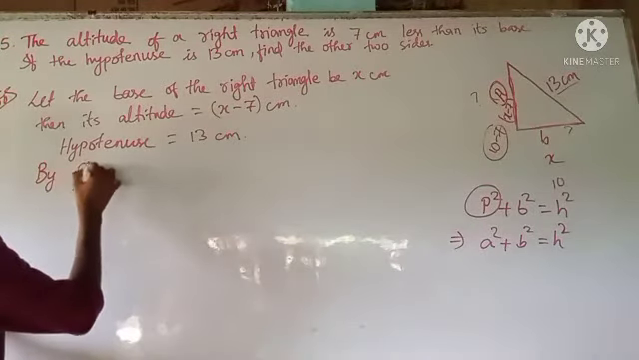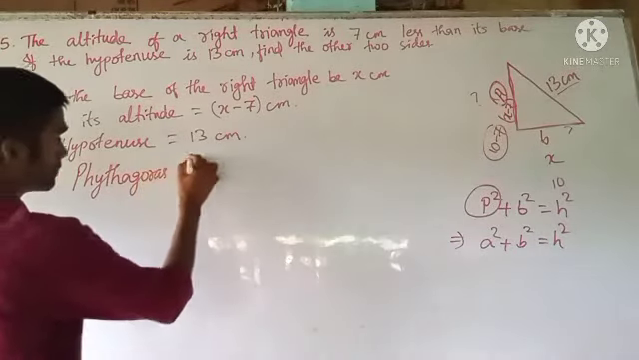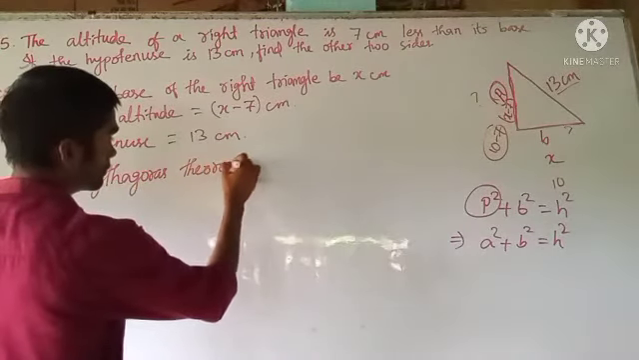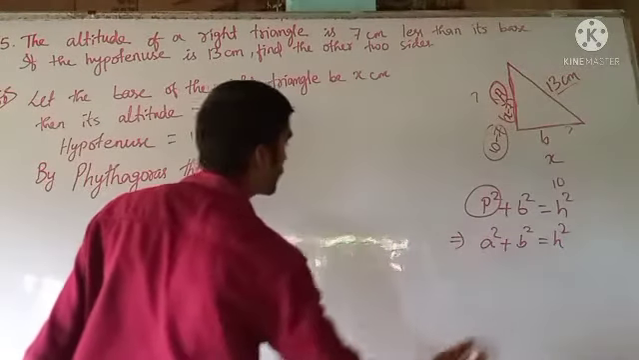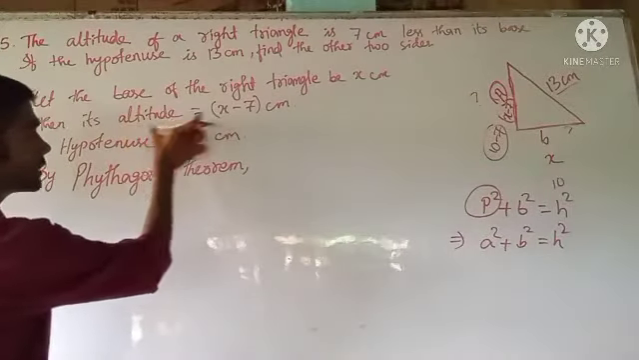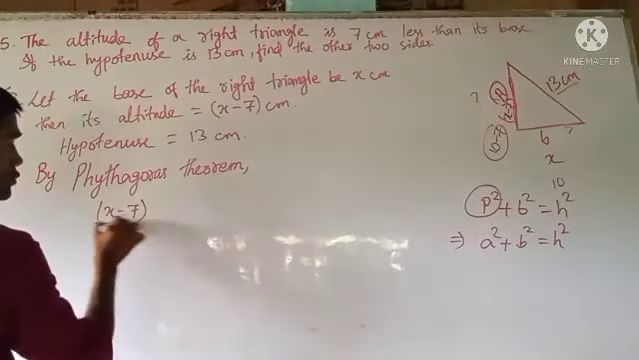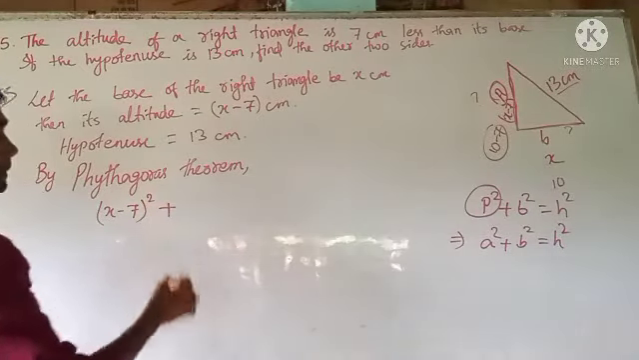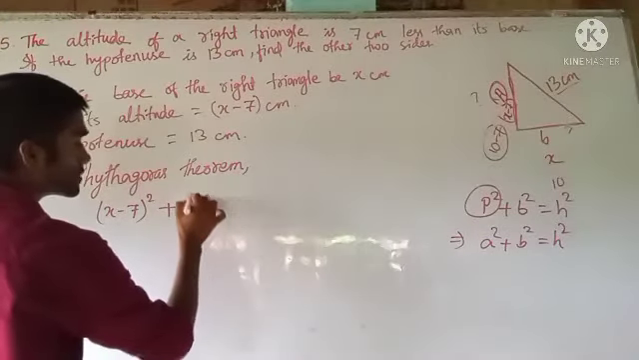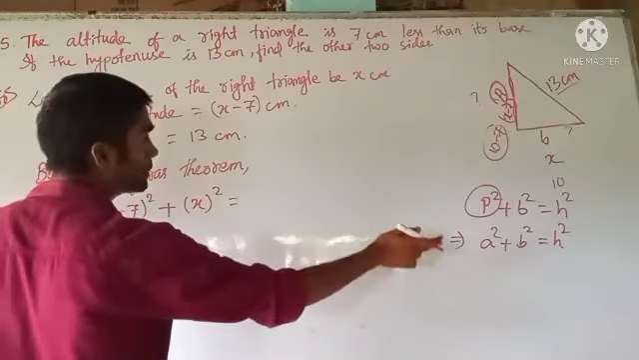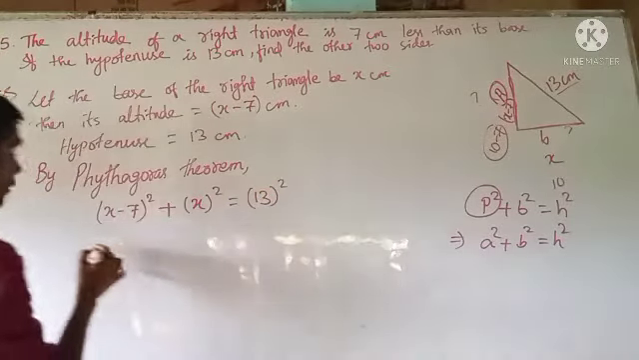By Pythagoras theorem, what we will get here is altitude square. What is the altitude we took here? It is x minus 7. So (x minus 7) whole square plus base square. What is the base here? That is x. So x square is equal to hypotenuse square, that is 13 square.